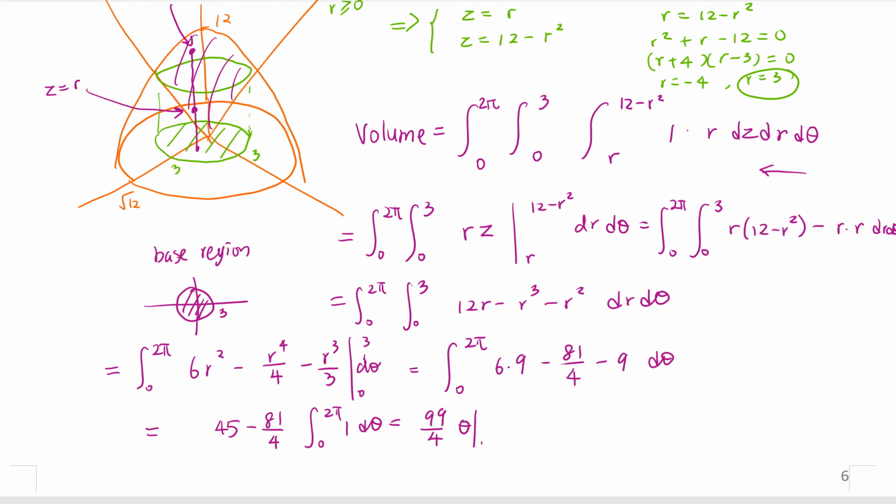And then my theta goes from 0 to 2 pi. So it's 99 over 4 times 2 pi. If you're integrating a constant with respect to theta, you just multiply your answer by theta, right? And our theta is 0 to 2 pi. So multiply our answer by 2 pi. And the 2 and this guy cancel. We have 99 pi over 2 as our final answer. So far, so good, everybody?